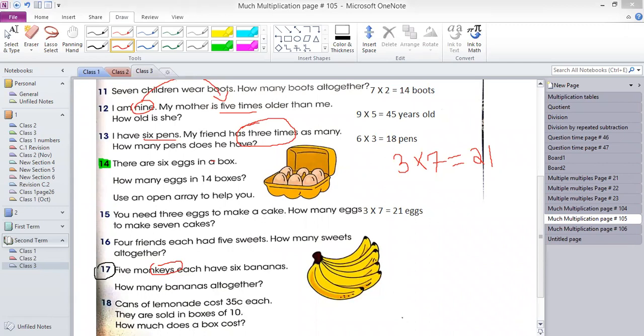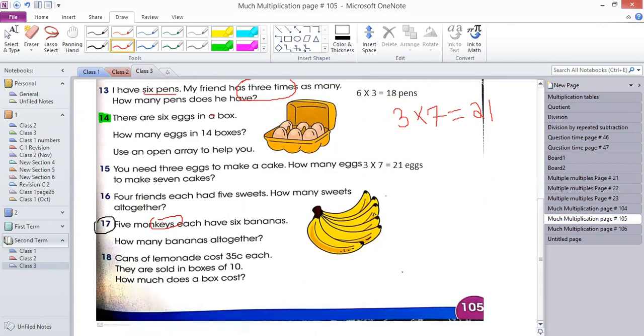So now we will start from question number 17. Question number 17. So I need one student who will read question number 17.